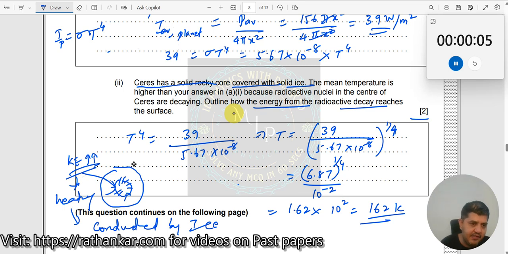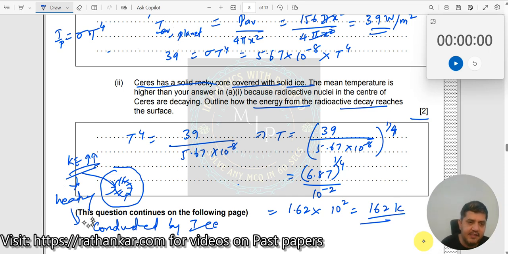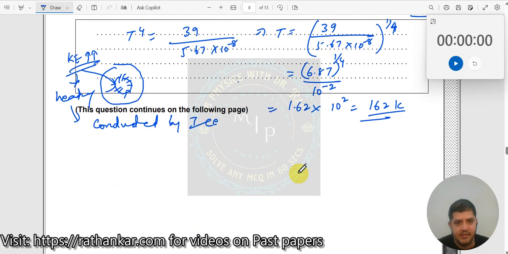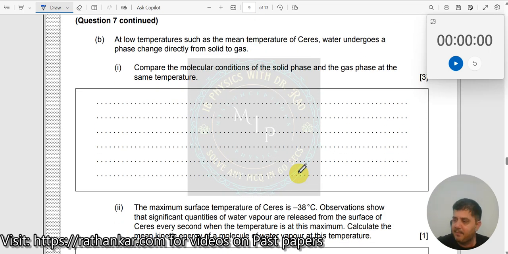So what exactly happens over here? It reaches the surface because there is a thermal effect. Why do we get the thermal effect? Because kinetic energy increases as a result of the radioactive decay, you have a heating effect, and this heating effect is conducted by ice, so thereby it can melt the ice. Clear? Okay, now let me move on to the next question. See, we already finished 10 minutes, right? At low temperatures such as the mean temperature of Ceres, water undergoes a phase change directly from solid to gas.